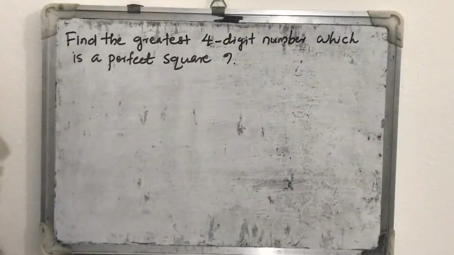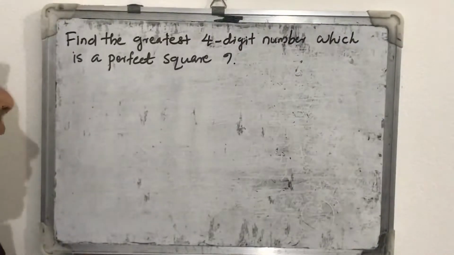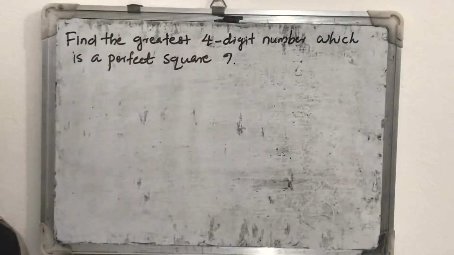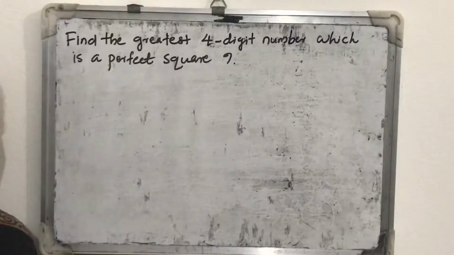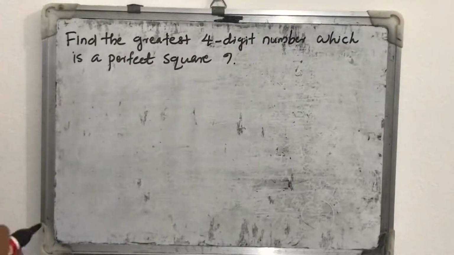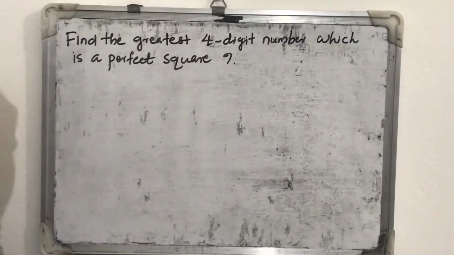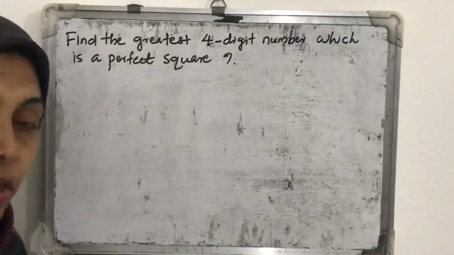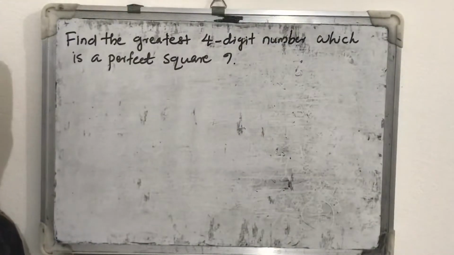Now, next question: find the greatest 4-digit number which is a perfect square. We want to find the greatest 4-digit number that is also a perfect square. We all know the greatest 4-digit number is 9999, but we want to check whether it is a perfect square or not, and if it is not, then which will be the greatest perfect square. Can you imagine how we can find out?